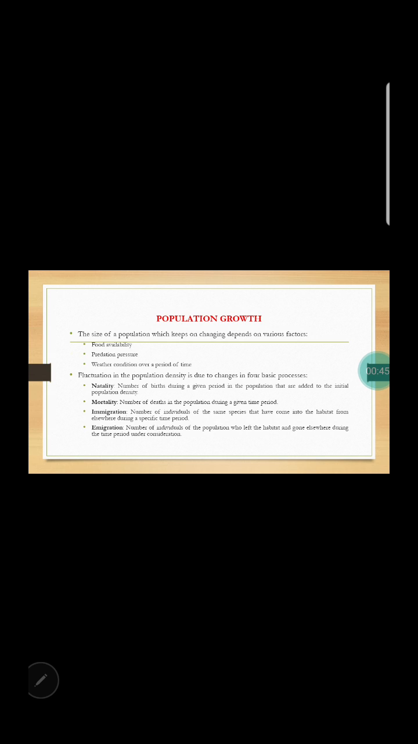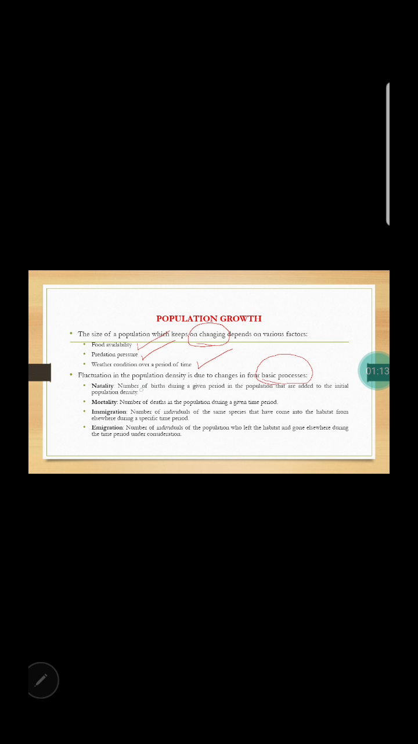Now coming to population growth. The size of any population keeps on changing and it depends on a variety of factors. First being the availability of food. Then if we are talking about prey and a predator, the pressure of predation, and weather conditions over a time period.